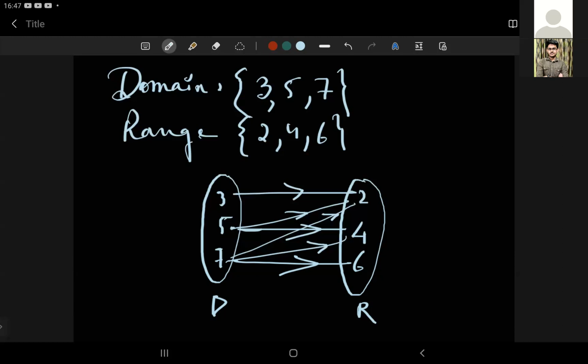For a function, it is a type of relation, but it has certain rules. For a function, we can only have one unique image for every element in the domain. So over here, 5 is mapping to both 2 and 4. That is not possible in a function. It must only have one unique image. And all of the elements in the domain must have an image in the codomain.